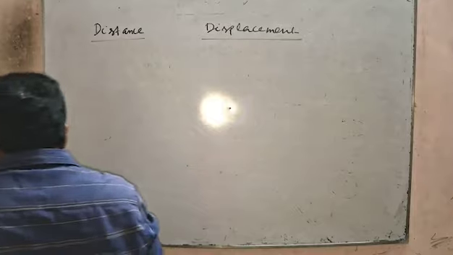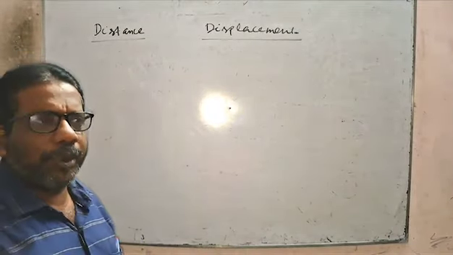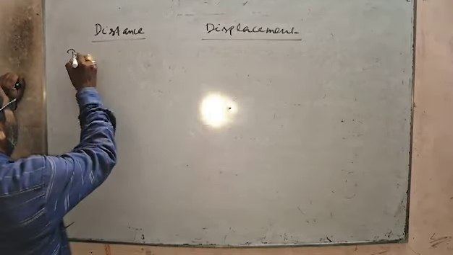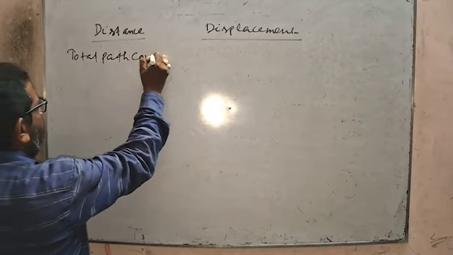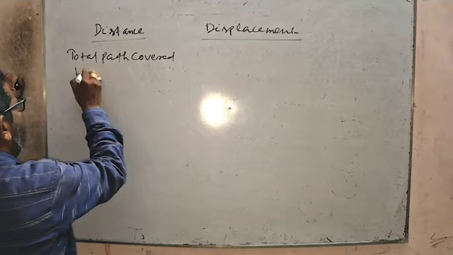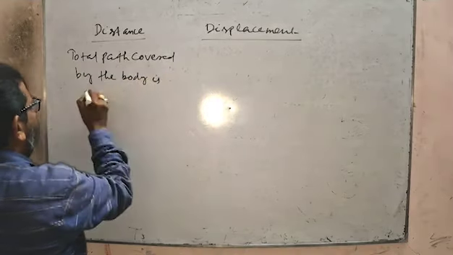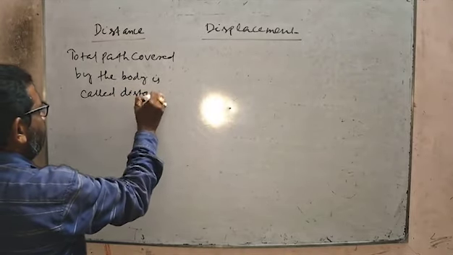The total path covered by the body is called distance.